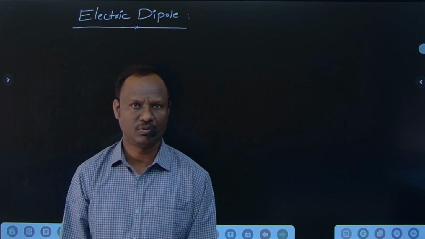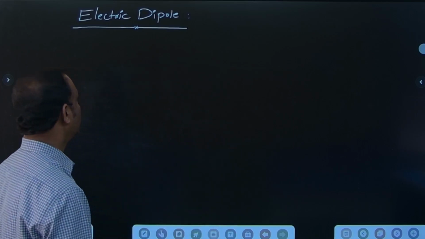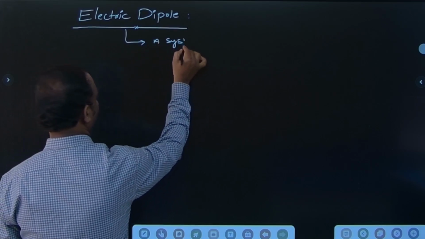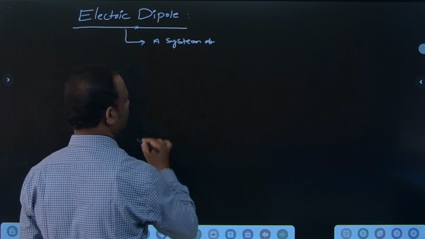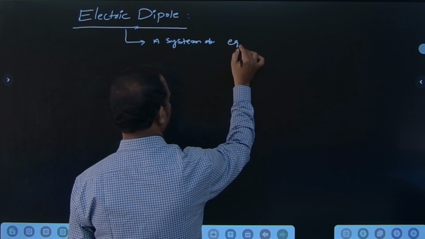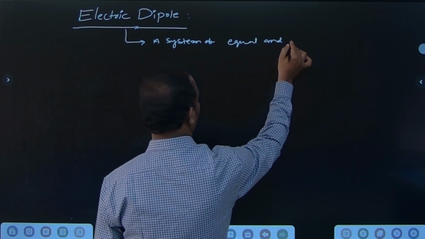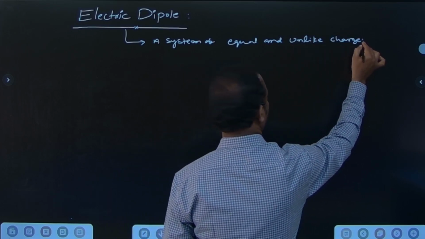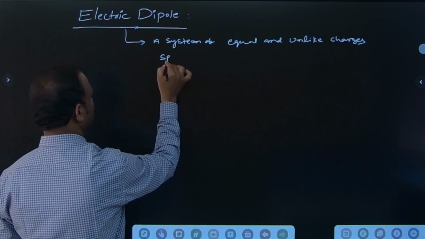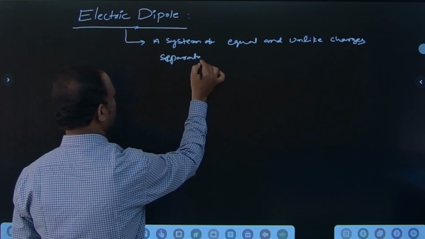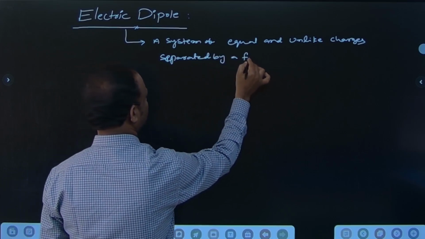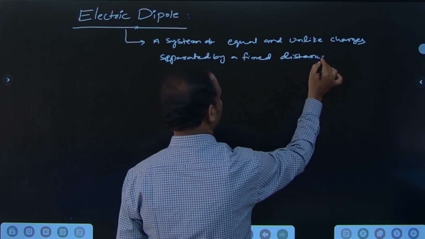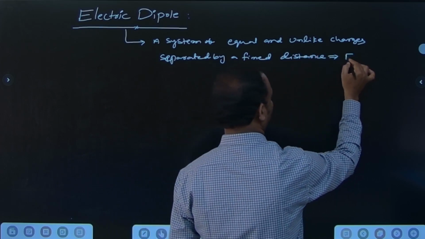So, electric dipole moment. What is an electric dipole? It is a system of equal and unlike charges separated by a fixed distance. So this is called an electric dipole.